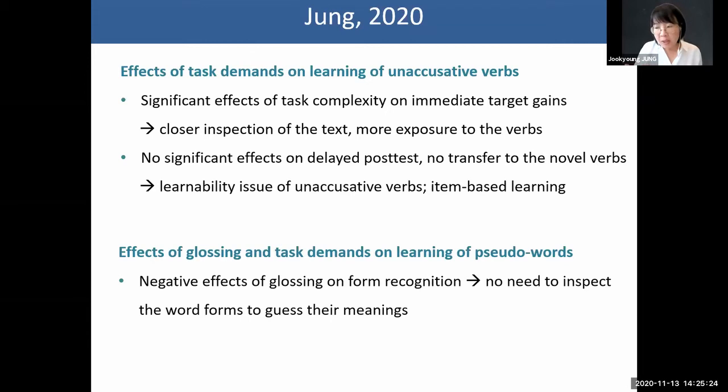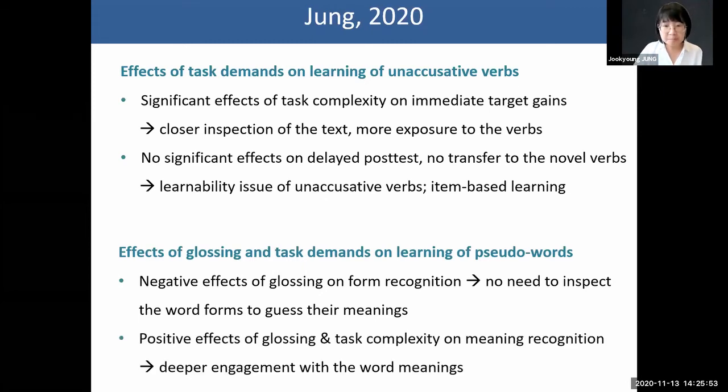Because when we encounter a new word, what we usually do is analyze the new word, for instance, morphologically, to guess its meaning. But when there are glosses right there, we don't have to make that mental effort, that mental investment. We can just refer to the meaning provided in the glosses. So perhaps that's why their form recognition scores were lower for the glossed versions.